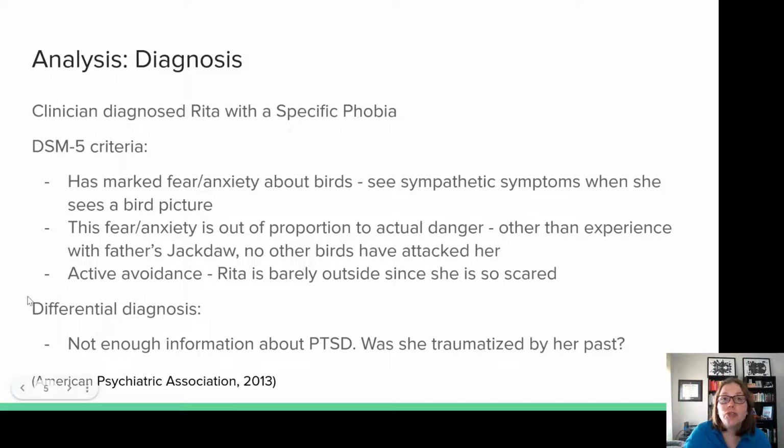Another thing you can do is think about whether or not there was a differential diagnosis. Was there something that we should be considering as a secondary diagnosis, or maybe one that better explains it than, in Rita's case, a specific phobia? One of the things that was really hard about Rita's case is that she was diagnosed with specific phobia, but we also don't know how much this might be actual PTSD, for example. So that's an open question that I really had at the end of this.